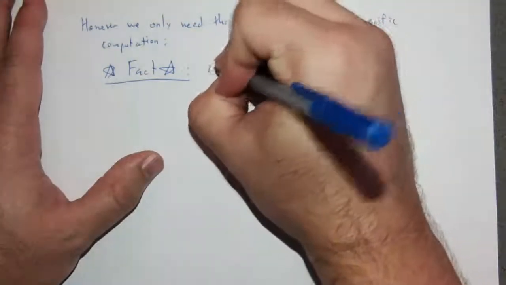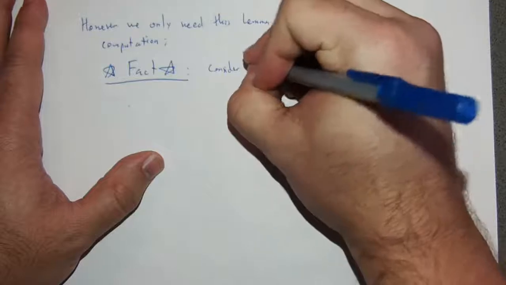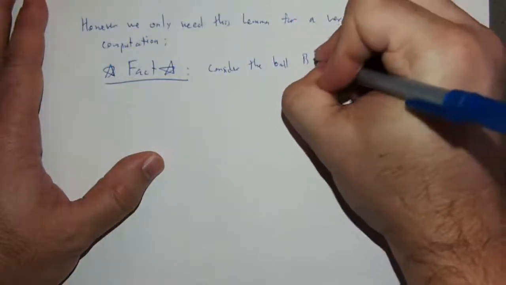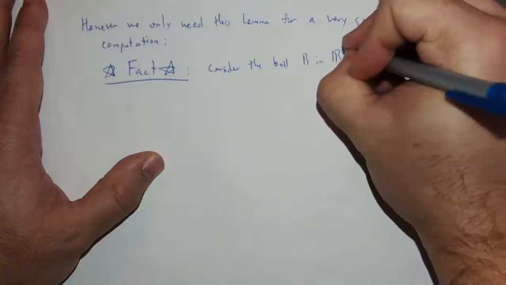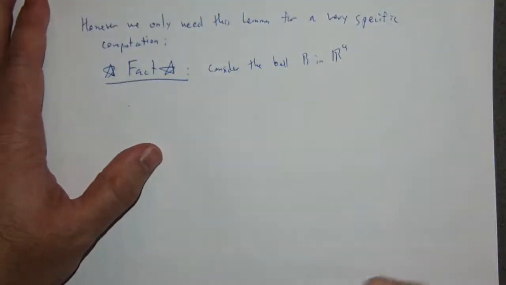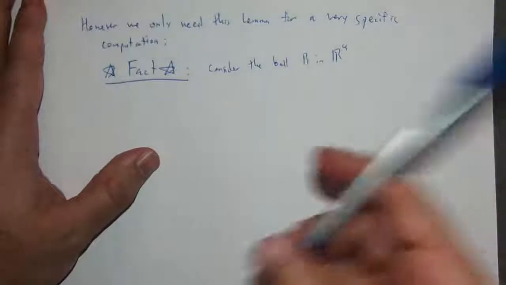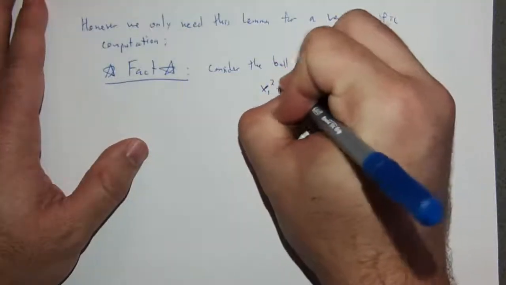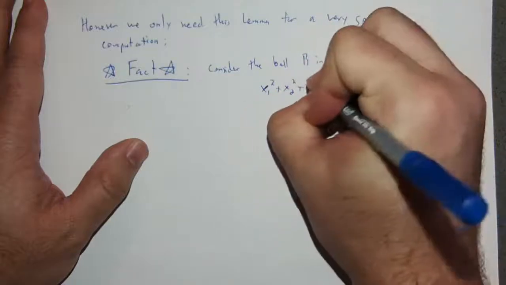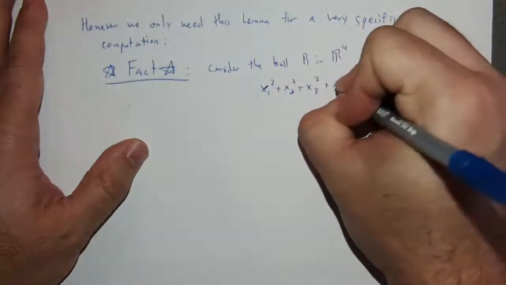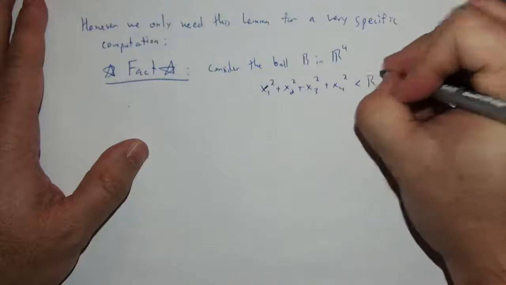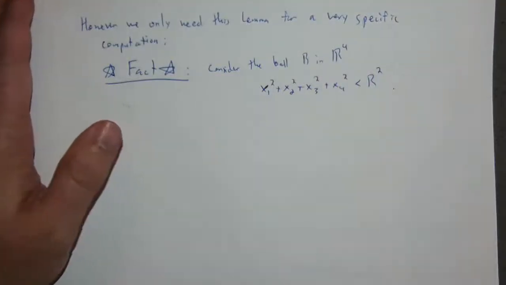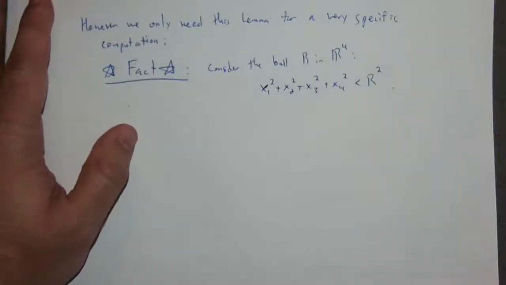Consider the ball B in R4 that is just given as a generic ball of radius big R, so x1 squared plus x2 squared plus x3 squared plus x4 squared is strictly less than big R squared. Okay, this is our ball B that we're considering.